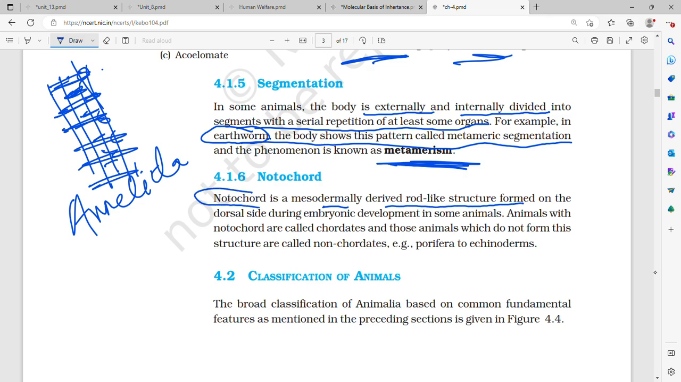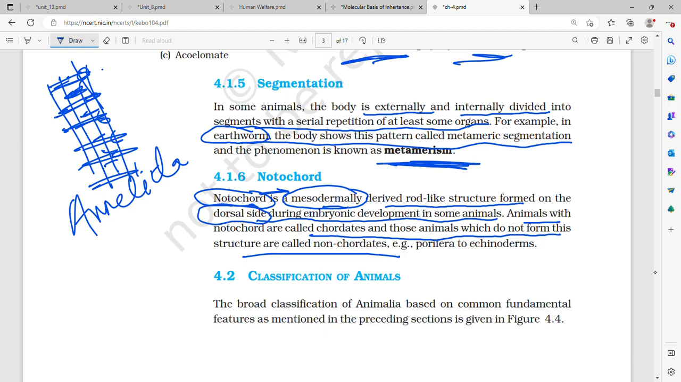What is notochord? Notochord is a mesodermally derived rod-like structure formed on the dorsal side during embryonic development in some animals. Animals with notochord are called chordates, and those which do not form this structure are called non-chordates. So this notochord is mesodermally derived firstly, and it is a rod-like structure formed on the dorsal side. You'll see in cockroach and all, there is a ventral nerve cord. It is not a notochord, it is a ventral nerve cord.